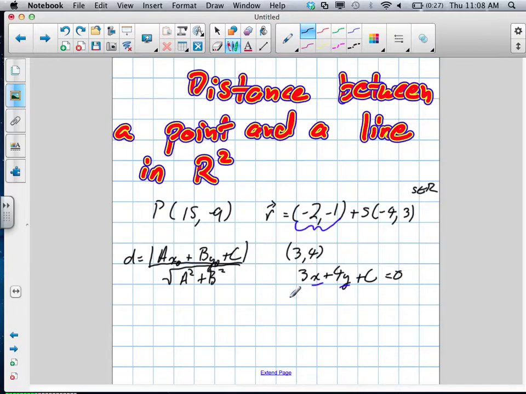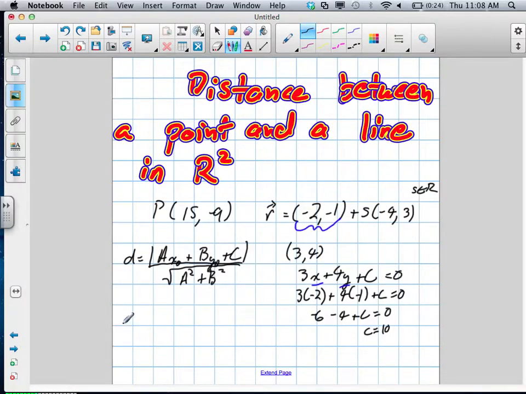Another way we could do this is put this in parametric form. So let's say we did plug that in actually, before we put it in parametric form: 3 times -2 plus 4 times -1 plus c equals 0. -6 minus 4 plus c equals 0. c is 10. Okay? So we'd have 3x plus 4y plus 10.